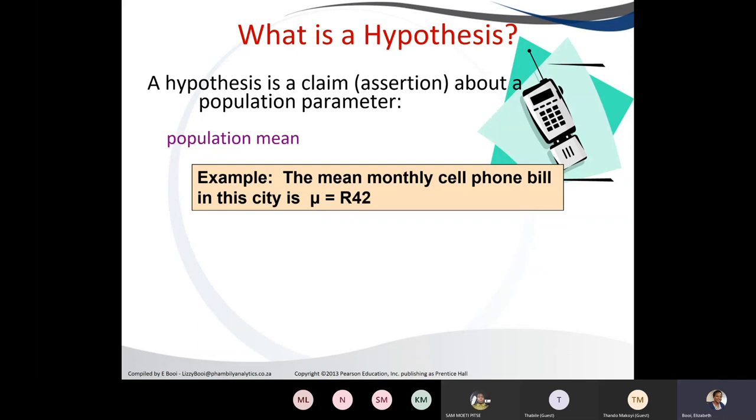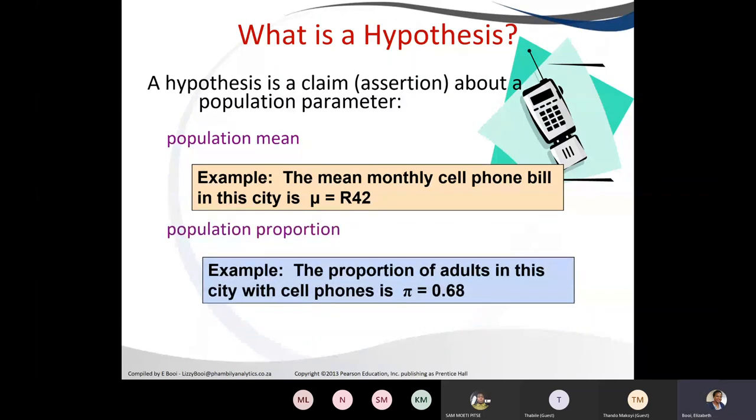And we always use the population parameter for the hypothesis testing, because we need to test the data that comes from the population, or we need to infer the results back to the population. But when we do the analysis, we're going to use the sample statistics. Because we take the sample data, after we have manipulated and analyzed it, we infer the results back to the population. So it is very important that we use the population parameter to state our hypothesis claims.